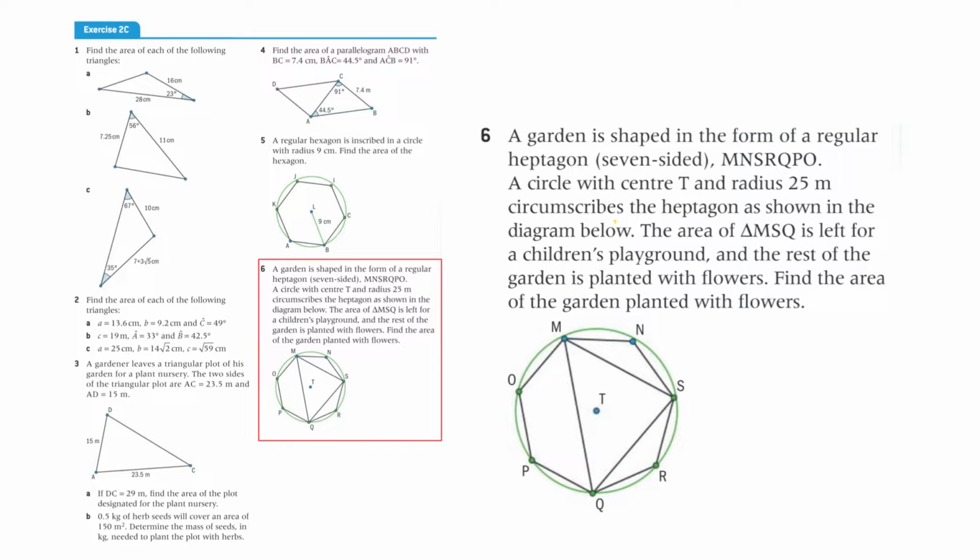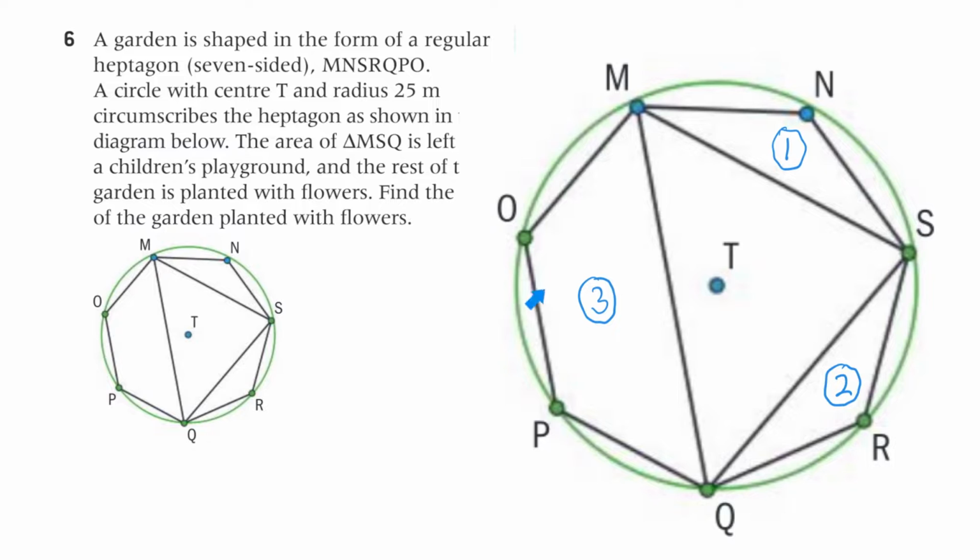Now, the way I'm approaching this problem is I'm writing quite a long explanation, but there's a lot of repetition just so you can see where everything's coming from. Here we can see we're interested in this area, that area, and this area here. So I've got a triangle, a congruent triangle, and we've also got this trapezoid here. We want to find those areas, 1, 2, and 3, and add them up, and that should give us the area of the garden planted with flowers.